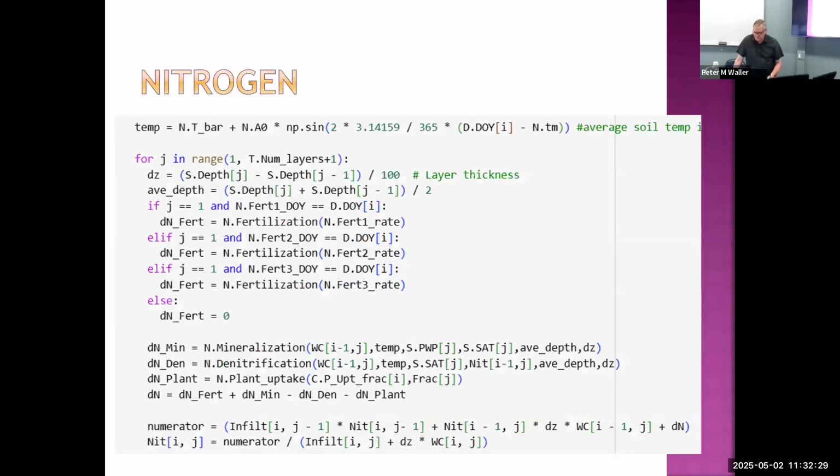Okay, let's move on to nitrogen. So now we have the same sort of movement of nitrogen. Remember, nitrogen is a salt, nitrate. So we've got a mobile salt dissolved in the irrigation water. It'll move from layer to layer. But we also have other processes going on. So we have fertilization, we have mineralization, nitrification, plant uptake. So we've got to add those in.